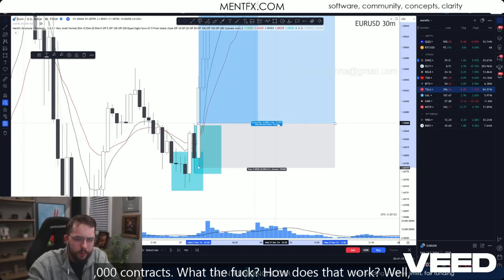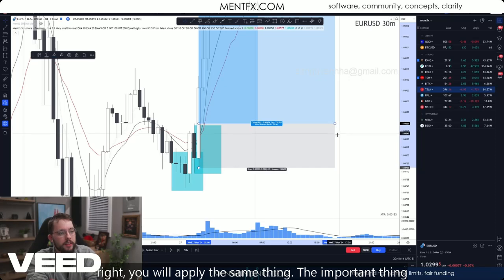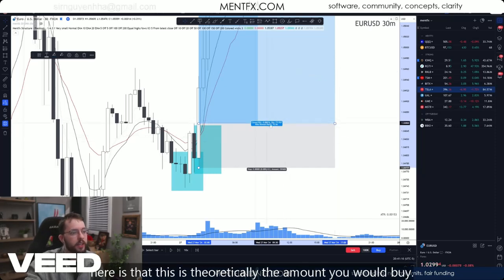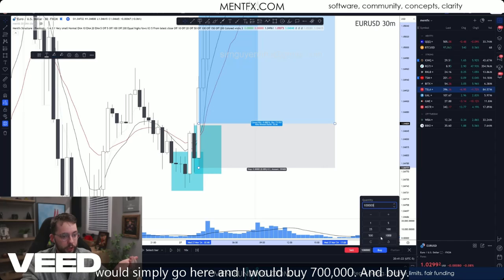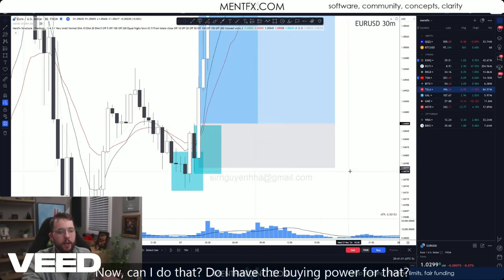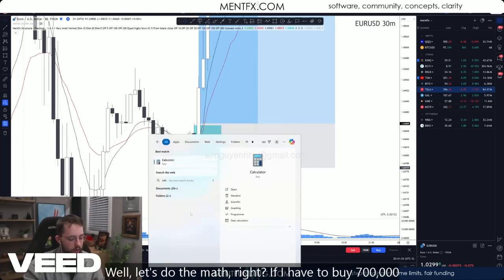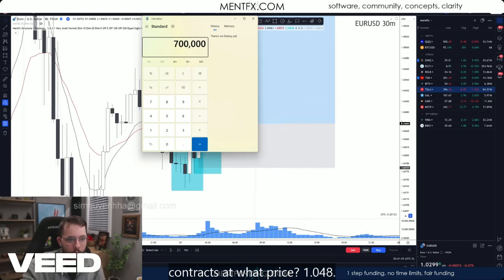How does that work? Well, it's not really that crazy, actually. In Forex you will apply the same thing. The important thing here is that this is theoretically the amount you would buy. If I was trading right here on this broker exactly, I would simply go here and buy 700,000, and buy. That's it. I'd buy. Done. Right there. Boom. I buy it. Now, can I do that? Do I have the buying power for that? Well, let's do the math. If I have to buy 700,000 contracts at what price?